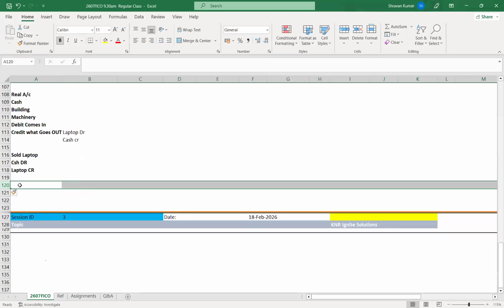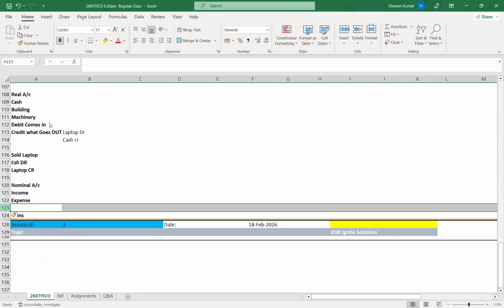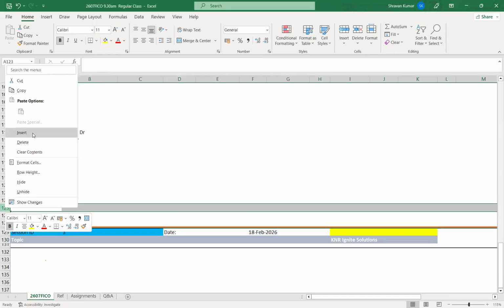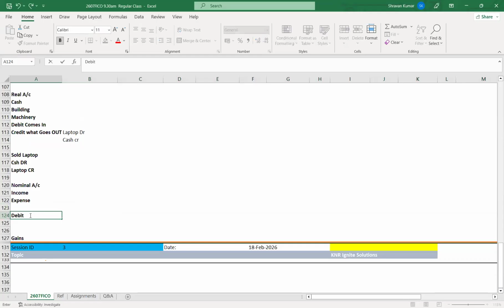So moving on to the next accounting principle, that is the nominal account. The nominal account relates to income, expenses, and gains. So here, is anyone already aware of the nominal account? Debit all expenses, and credit all incomes. Correct. So here the rule says: debit all expenses and losses, credit all incomes and gains. Correct.